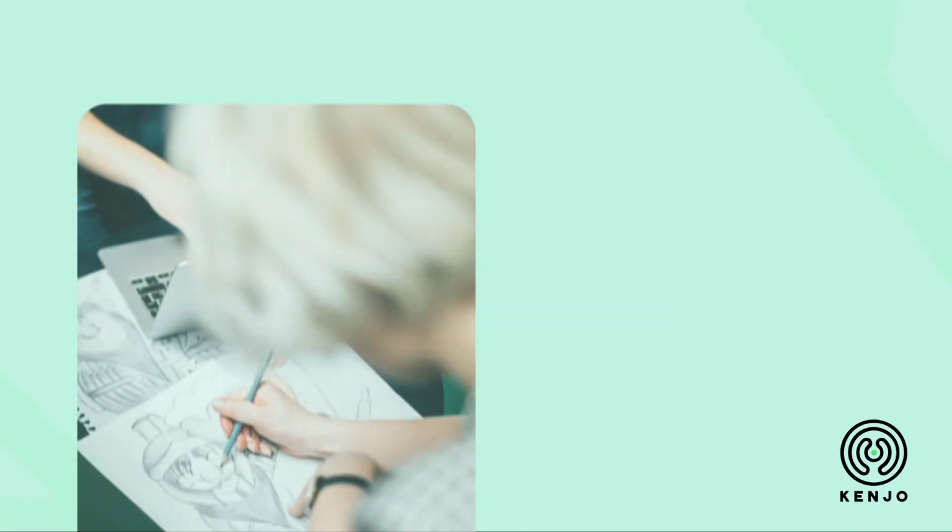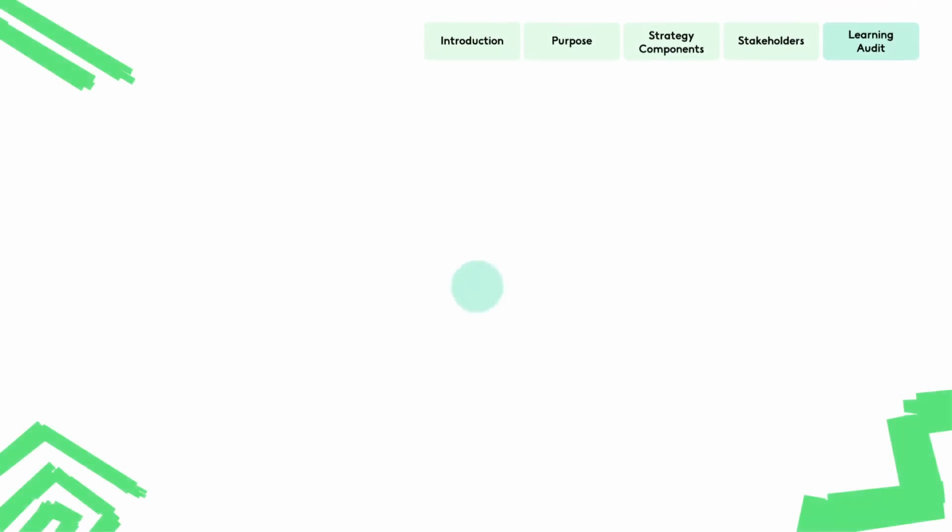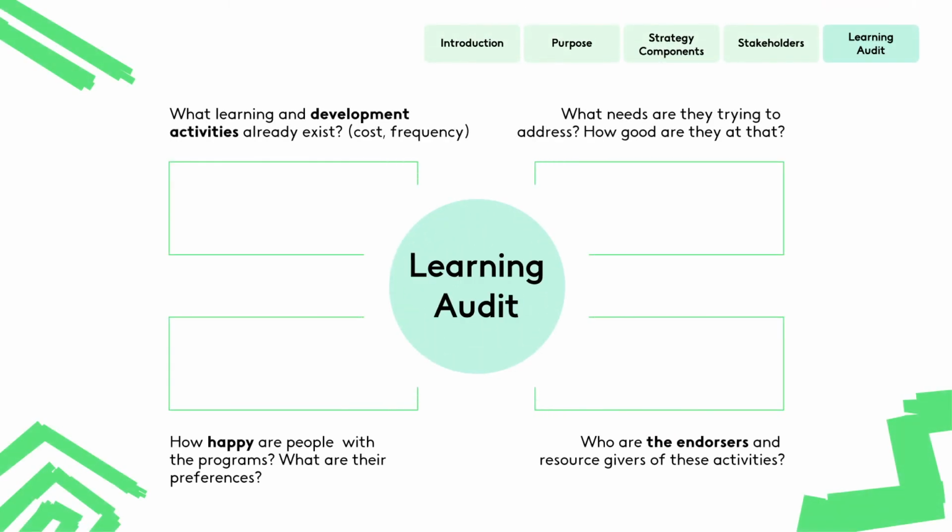Before jumping into trying to create something new, it's useful to know what has come before and who made it happen. Not only will it give you information about the most important learning needs that others in the organization have prioritized, it also prevents you from reinventing the wheel and stepping into potential stakeholder conflicts.